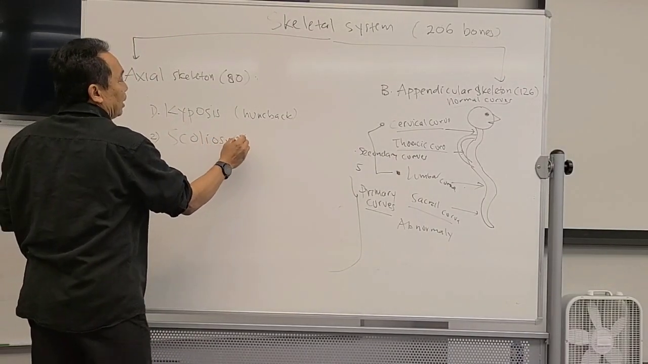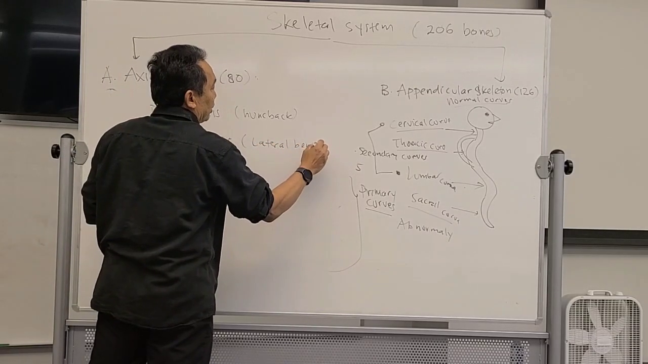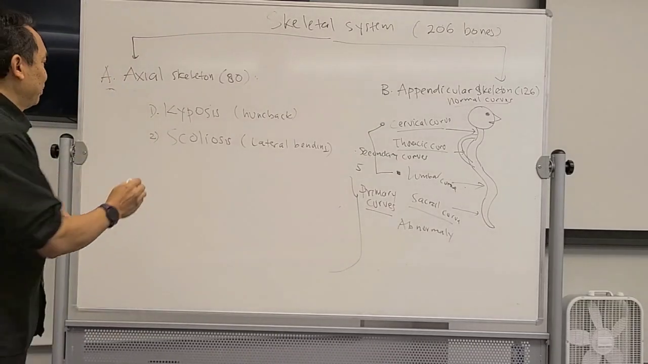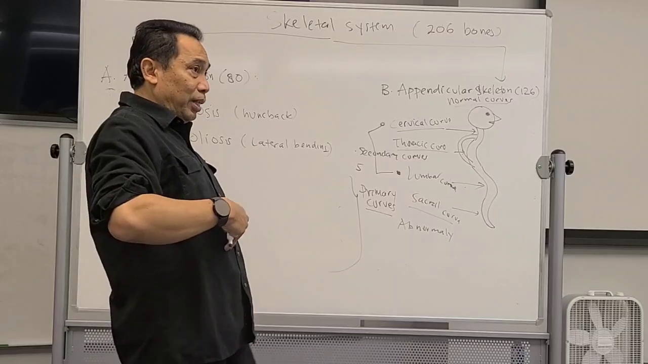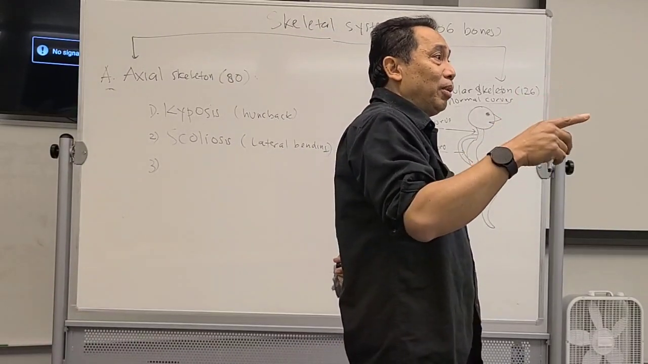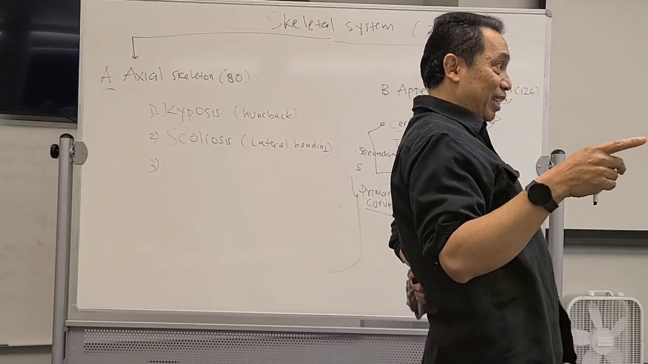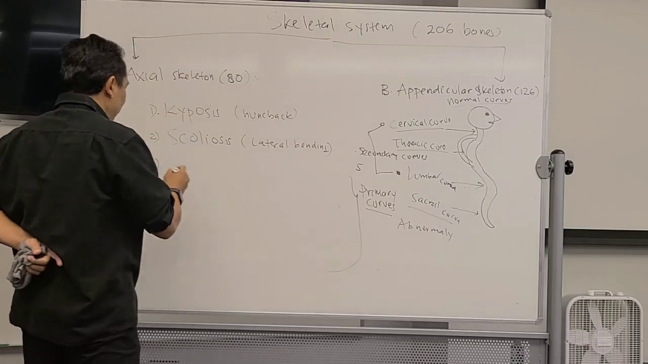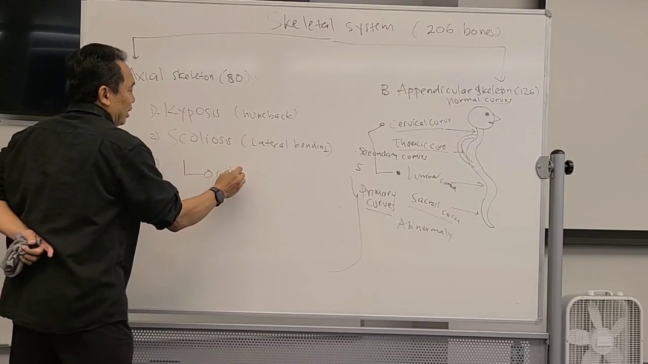Scoliosis. This is lateral bending. Okay? Get it? And the last one, sometimes you also see someone that has lumbar bending. Most of the time, women, when they have a baby, have a little bit of lumbar bending. But there are some abnormal people that have that. What do you call it? Lordosis.